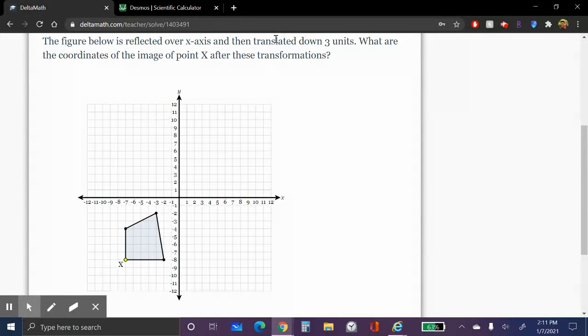Reflected over the x-axis, then translated down 3 units. So it's reflected over the x-axis and then translated down. So (-7, -8). That's this point right here.